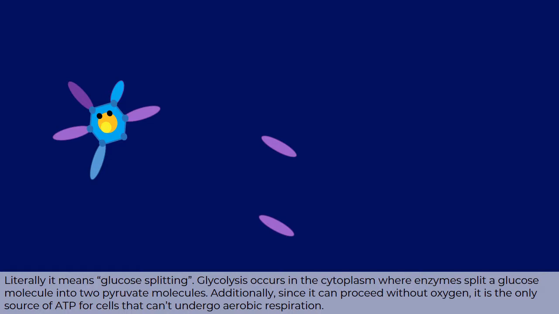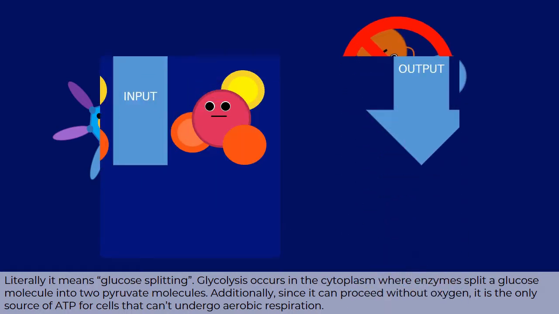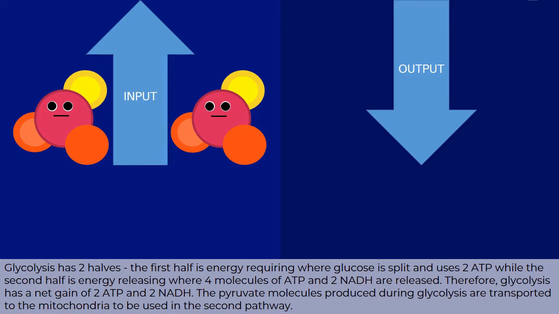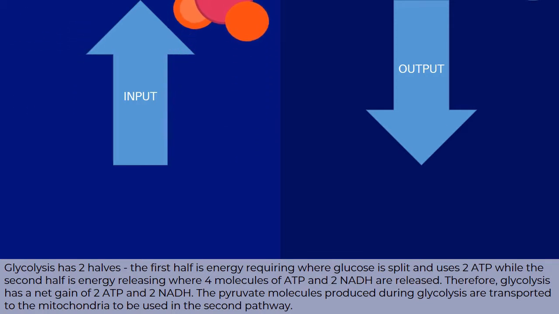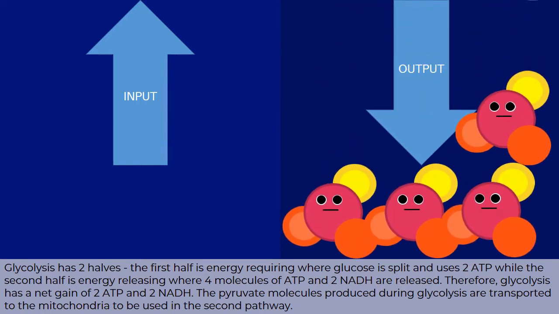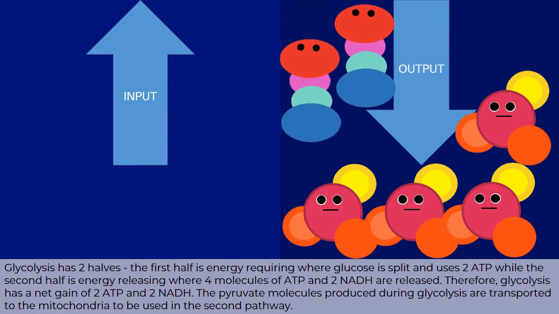Additionally, since it can be produced without oxygen, it is the only source of ATP for cells that can't undergo aerobic respiration. The process of glycolysis has 2 halves. The first half is the energy-requiring half, where glucose is split and uses 2 ATP, while the second half is the energy-releasing phase, where 4 molecules of ATP and 2 NADH molecules are released. Therefore, glycolysis has a net gain of 2 ATP and 2 NADH. The pyruvate molecules produced during glycolysis are transported to the mitochondria to be used in the second pathway.